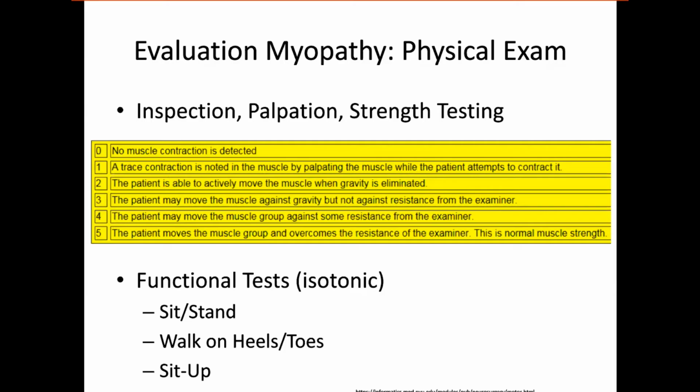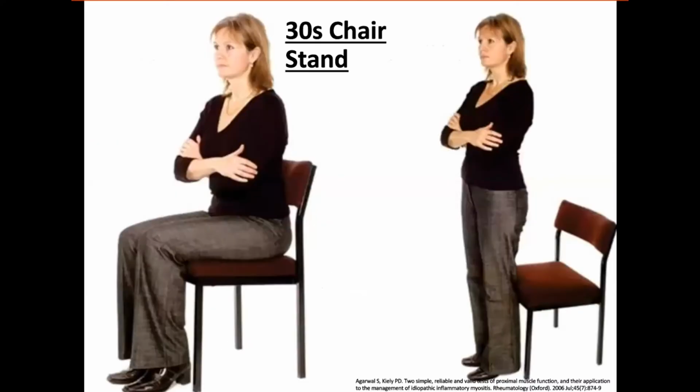So the one I do a lot in my clinic is the 30-second chair stand. You might actually be quite surprised about how some patients do. Now, as we get older, this can be very difficult, but it's a really good way to trend someone over time.